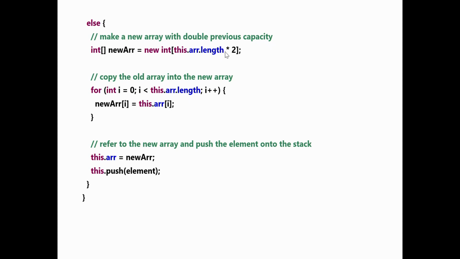Okay, so I'm going to double the capacity of the array by making a new array. Now I want to copy all the elements from the current array into the new array. So what I can do is do that using just a loop. Starting at index 0, copy the elements from this array into the new array. So easy peasy. Now make our field, this array, refer to the new array. And now I can add the element to the end of the array. Sorry, not to the end. I can add the element to the top of the stack, sorry.